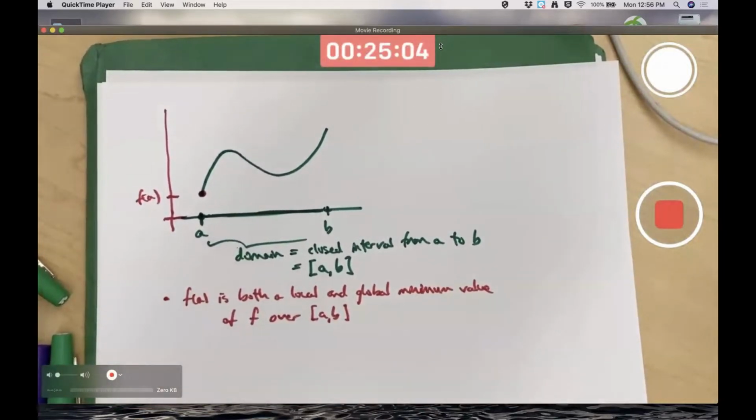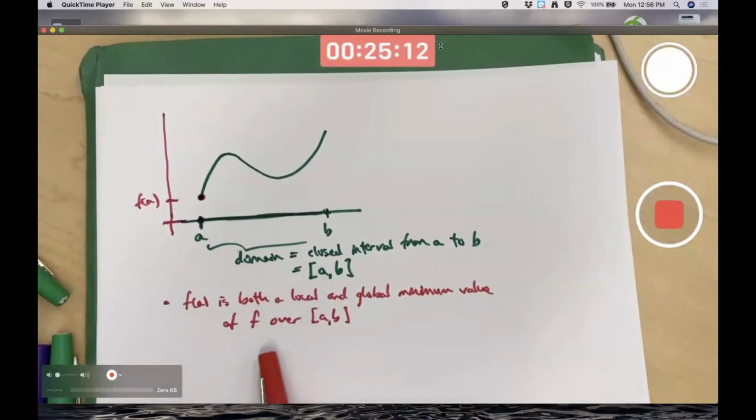If I had decided not to include the endpoints in my domain, listen carefully, then actually f of A would not be a global minimum value or a local minimum value. Why? If I had decided not to include the endpoints, which I could have decided to do.